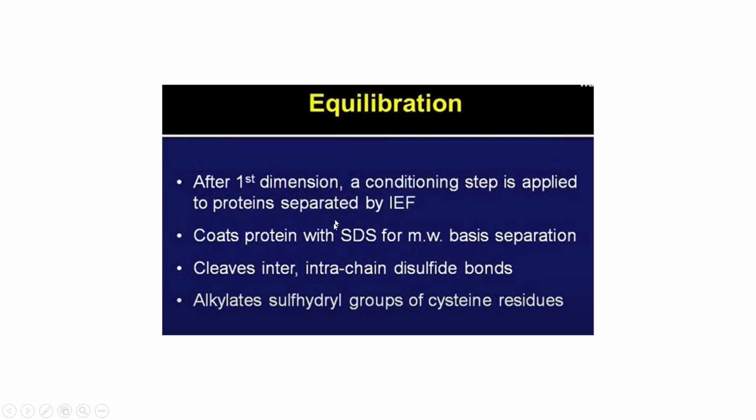So what happens here? In this step you are coating the protein with SDS so that the protein gains a negative charge. Once they have a negative charge, they can go towards the positive electrode in the SDS phase, and the separation can now be on the basis of molecular weight. If we are not charging it, we'll not be able to separate it. That's the reason we add SDS first. The SDS will also cleave inter- and intra-chain disulfide bonds, and it is also responsible for alkylating sulfhydryl groups.